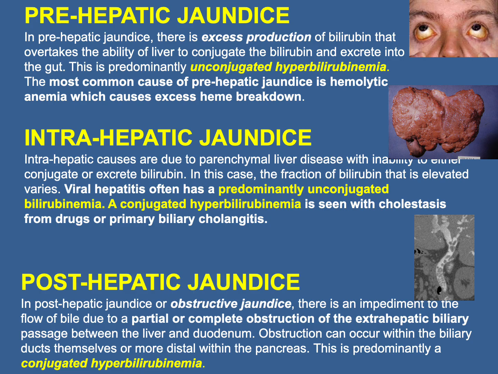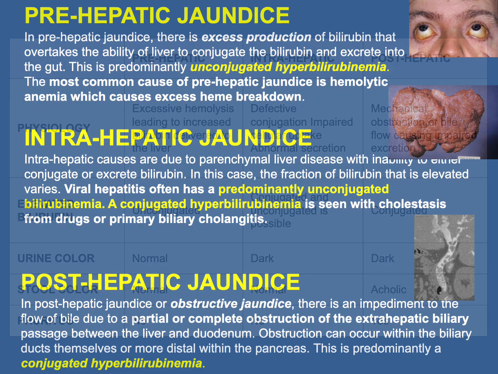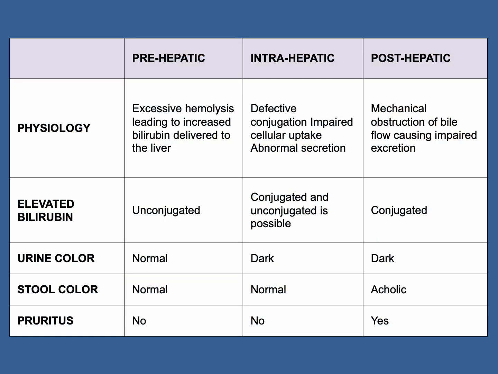In posthepatic jaundice or obstructive jaundice, there is an impediment to flow of bile due to partial or complete obstruction of the extrahepatic biliary passage between the liver and the duodenum. This is predominantly a conjugated hyperbilirubinemia. There is an associated increase in alkaline phosphatase. The three types are demonstrated here.